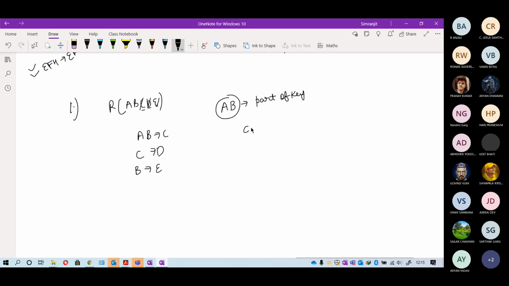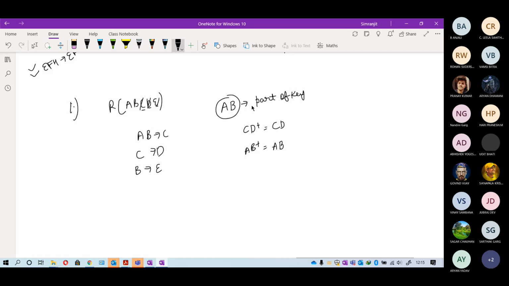If I say CD plus, you will only get CD. Any other thing? No, you will not get any other thing. So how can you get AB? If I say AB plus, only then I can get AB here. So this is the main concept here. Only then can you get the AB.